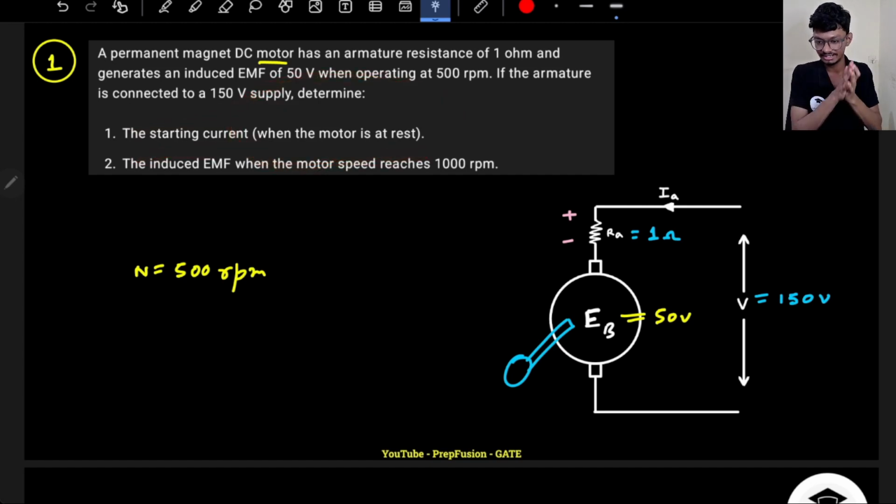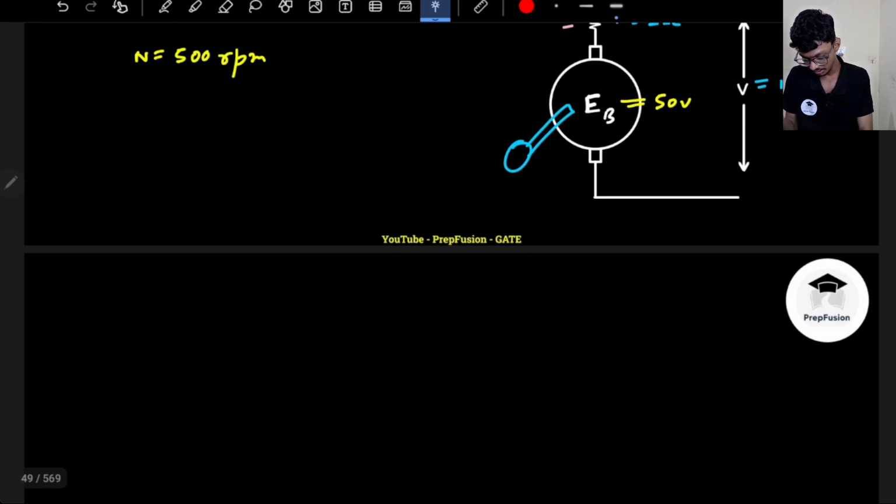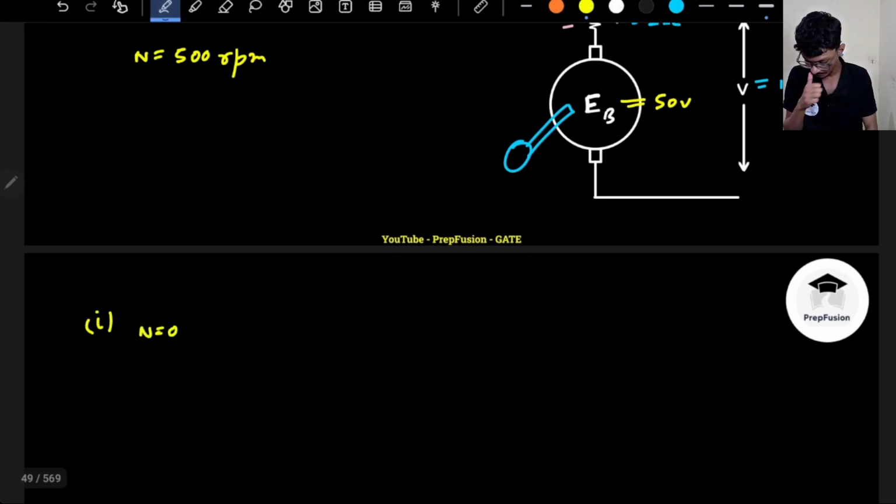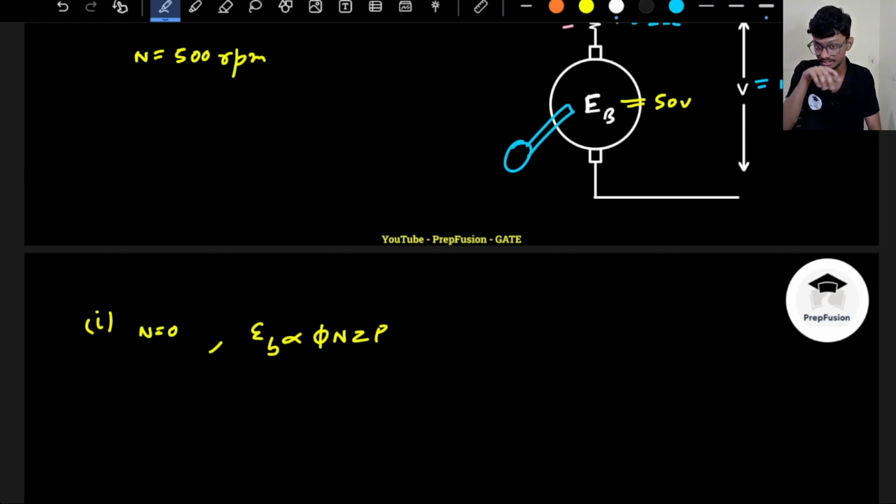Initially when the motor is at rest, the motor is not rotating. So for case 1, the speed is 0. I have told you the induced EMF is proportional to flux, to the speed, to the number of conductors, and to the number of poles. If speed is 0, the motor is not rotating, it is at rest, just like case 1 where the stator provides some field but the motor is not rotating. If there is no rotation, there will not be any induced EMF. So at starting, the induced EMF will be 0.